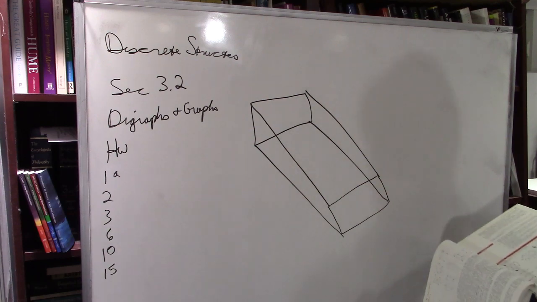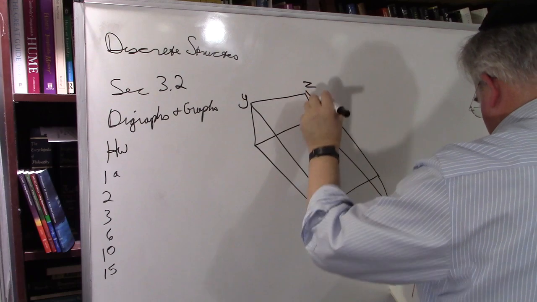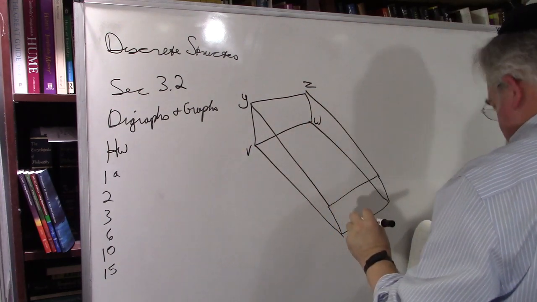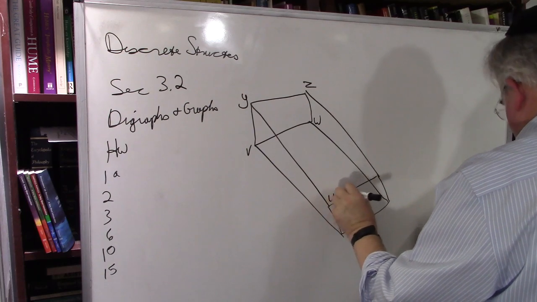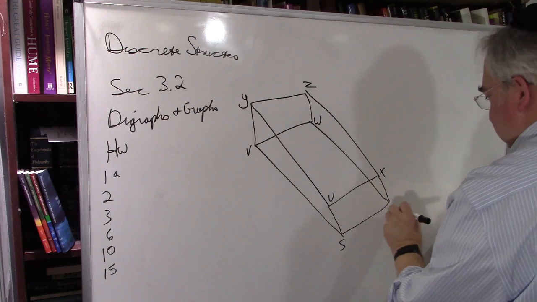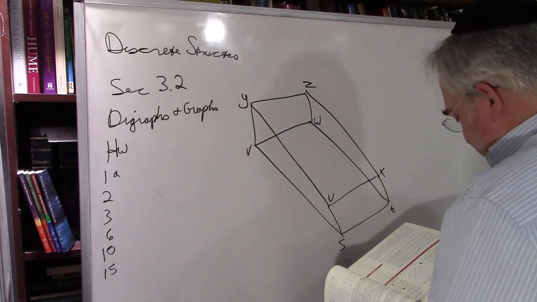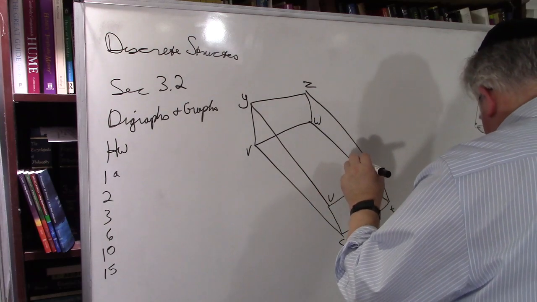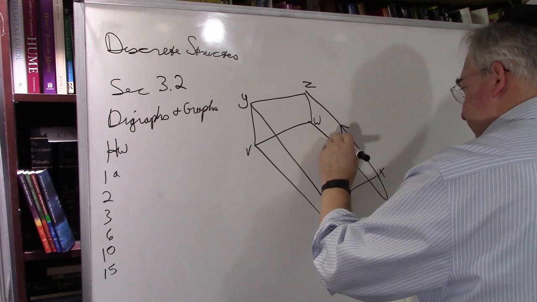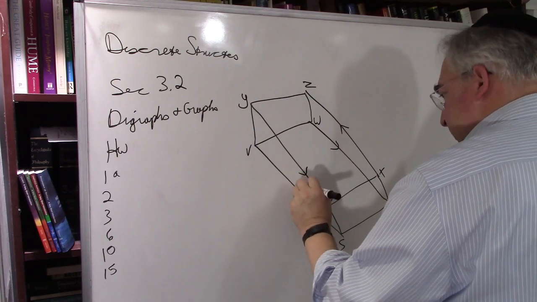Not terrible. Yeah, let's do it. Y, Z, V, W, U, X, S, T. Okay. Oh, now we have to worry about the directions. So let's worry about the directions. Up, down, down, down.